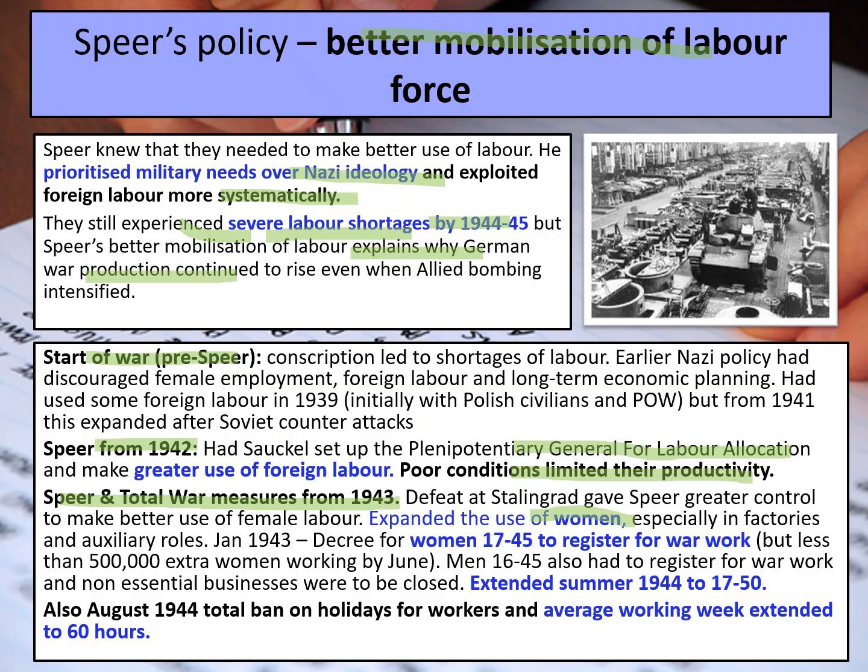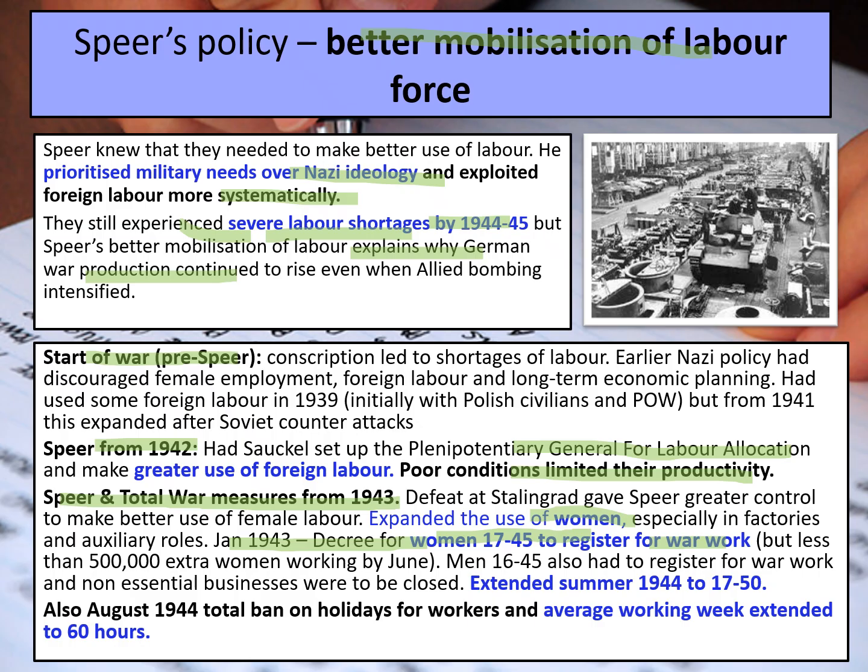So remember that there had been that June 1941 decree from Goering that had said that some women needed to go back to work, but that only led to an extra 130,000 women actually working. Now, Speer is able to use his good relationship with Hitler to suggest that actually they needed to shift their priority from ideology to the needs of the war. And he was able to get Hitler to allow them to pass a decree in January 1943 that said that all women between the ages of 17 to 45 had to register for war work unless they were exempt. For instance, they were pregnant or they had 2 or more children.